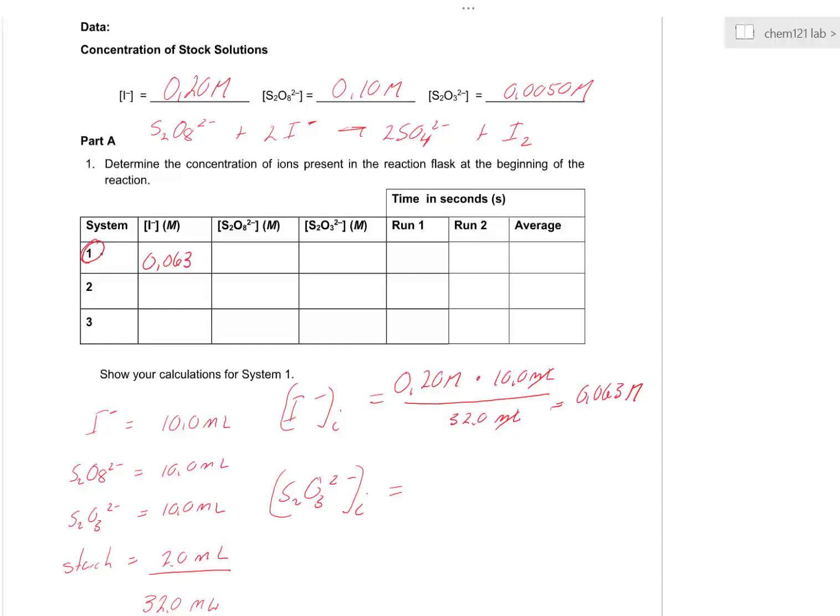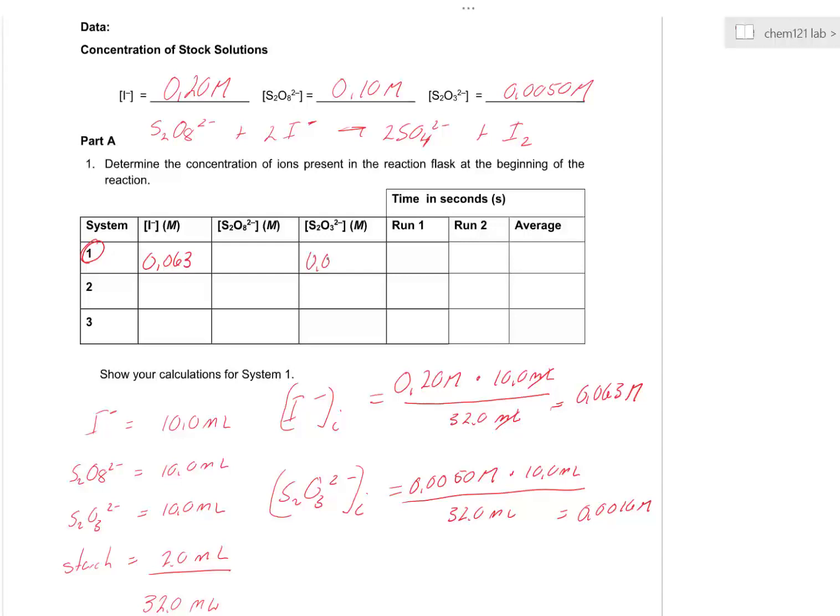I also would like to look at the thiosulfate concentration. So note that we start with a 0.0050 molar stock solution of the thiosulfate. We take 10 mL of that solution, and of course, again, the final volume is 32 mL. The concentration of the thiosulfate, therefore, at the beginning of the reaction in our reaction beaker is 0.0016 molar. Note that both of these concentrations are done only to 2 sig figs, given the fact that our original stock solution has only 2 sig figs.